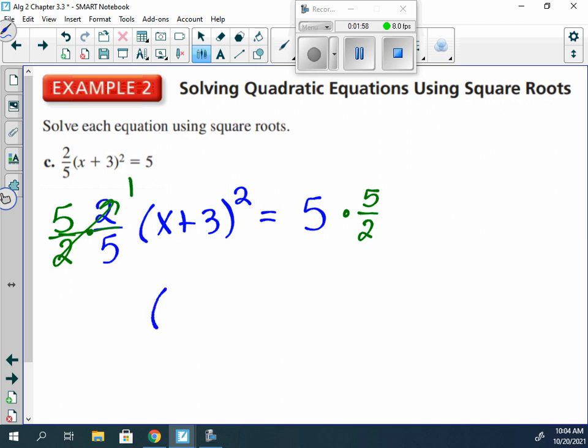So what we have left is x plus 3 squared is equal to, because the 5 will multiply with just the numerator, the top of the fraction. And 5 times 5 would give us 25 over 2.